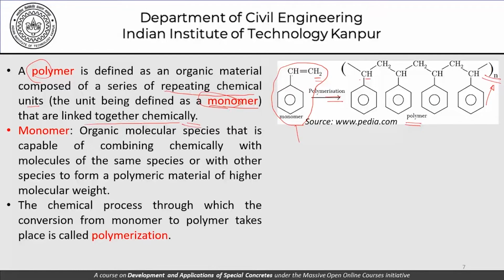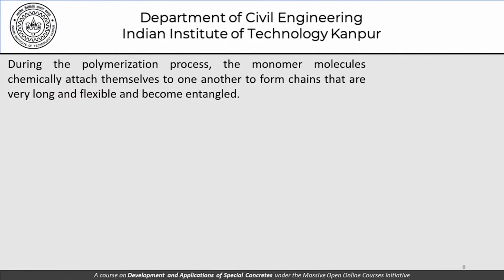During the polymerization process, the monomer molecules chemically attach themselves to one another to form chains that are very long and flexible and become entangled. So this entanglement is something which gives them some kind of stiffness as far as mechanical properties is concerned.